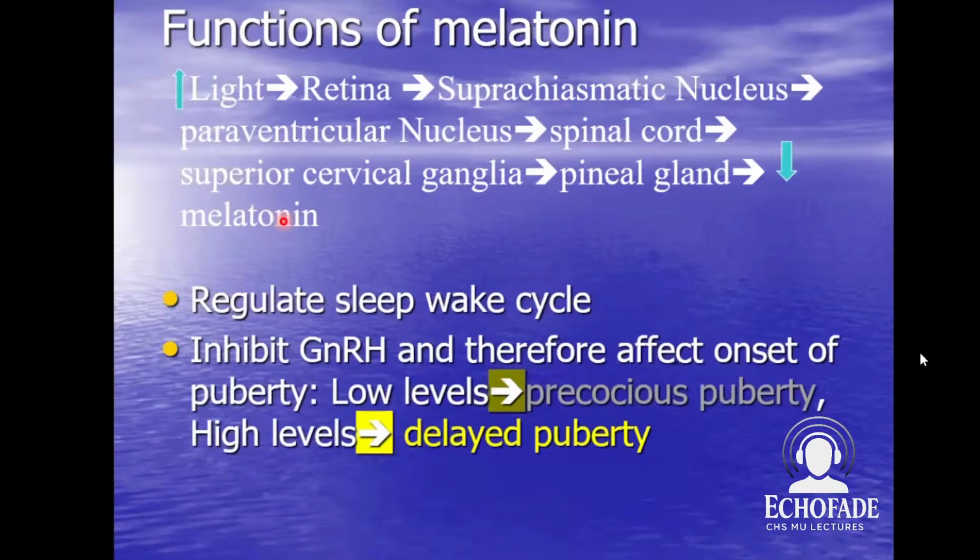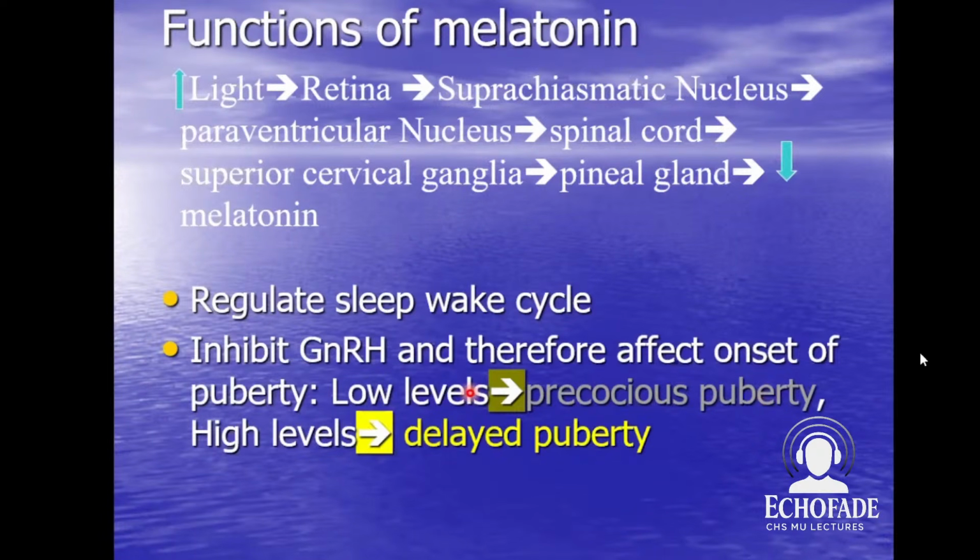So if we have very low melatonin levels, then that inhibition is stopped. So we have more gonadotropin releasing hormone. We have precocious puberty. A female comes to puberty very early, at a very early age.